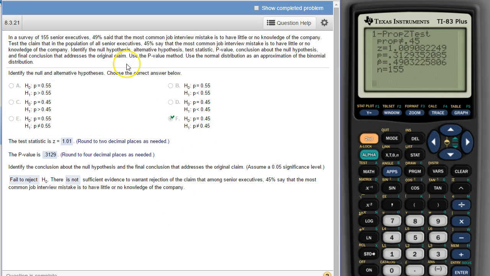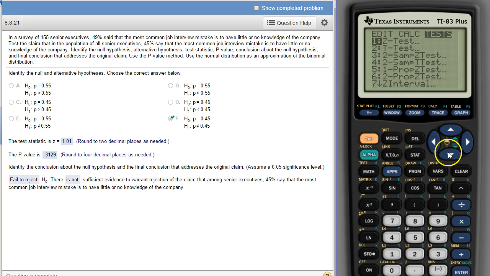So that's how we run this. Just the wording tells us a one prop z-test. So we select that. We just have to figure out, when we run a one prop z-test, what these numbers are.